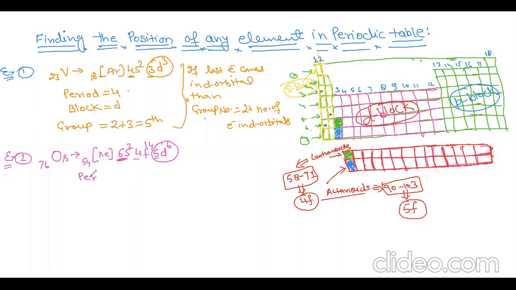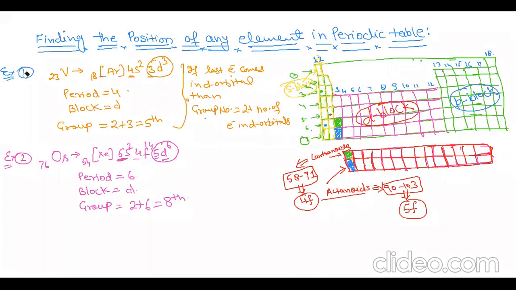Then period equal to 6, block: the last electron is coming to the d orbital, then block is d. Then after that, group number: 2 plus, whenever an electron comes in the d orbital, you should add 2 to calculate the group number. 2 plus the number of electrons in the d orbital, 6 and 8 is equal to 8. This is the method to calculate the group number of d orbital.